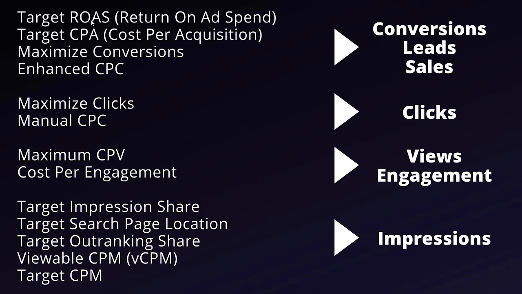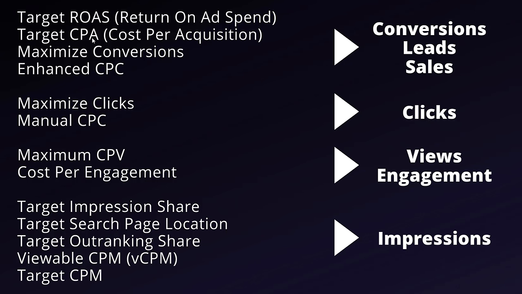Target ROAS refers to return on ad spend. So you're setting a specific percentage return that you want to get on your ad spend. Let's just say, for example, you're spending $100. You're trying to shoot for a 200% return on ad spend. That means for every $100 you spend, you want to drive $200 in revenue for your business.